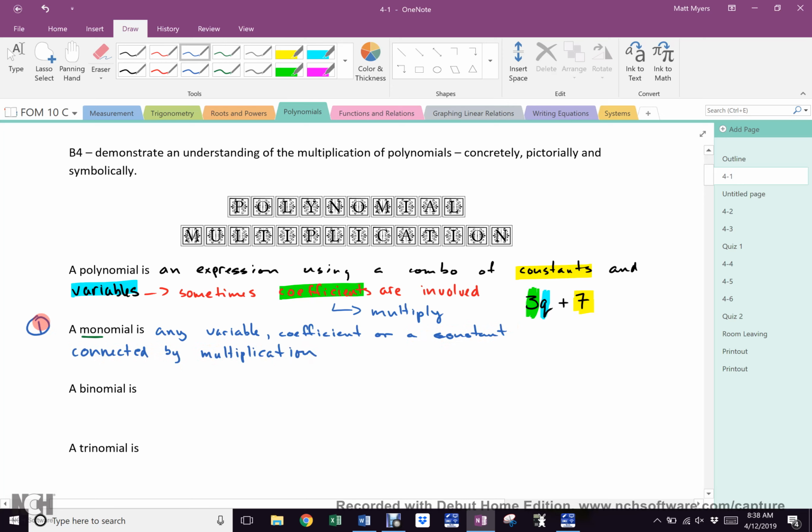Monomial is 1. So, is M a monomial? Yeah. What number should be in front of M that we don't write? 1. So M is a monomial. What about M squared? Yes, because that would be M times M. There's only one of them, so it's M. Everybody cool? What about 3?